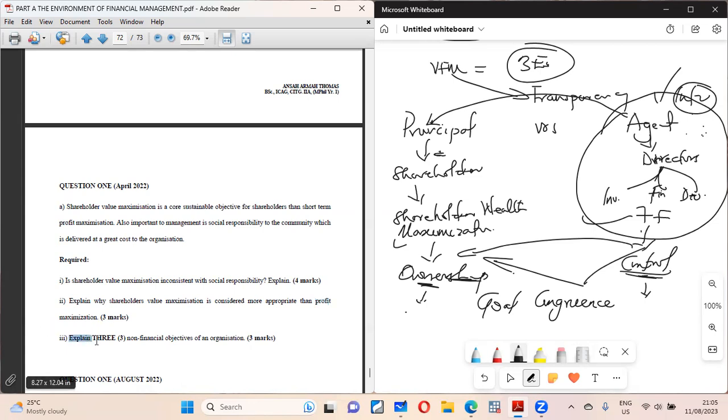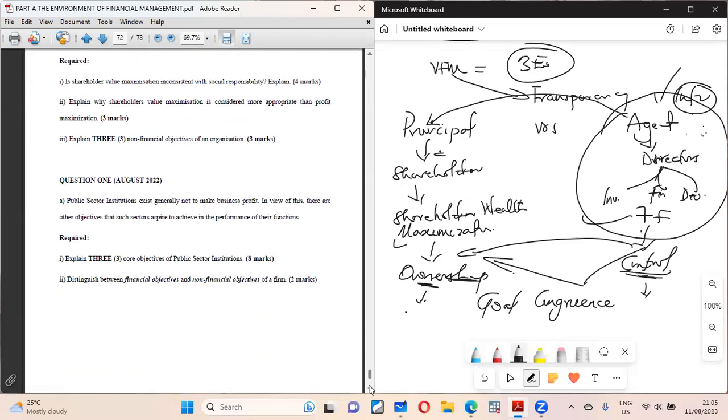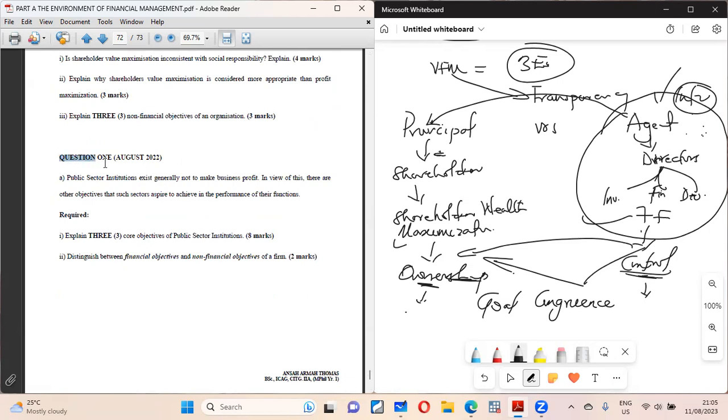And you say explain 3 non-financial objectives. That's just last year, April 2022. All right. And this one too, the same. You see the trend, August 2022. The person who has gone through these past questions should be able to answer this one. It's possible. Only that they made this one public sector. They asked to explain the 3 core objectives, which is value for money. Then they said distinguish between financial objective and non-financial objective. I mean, it's all there for you. Okay, so come on.